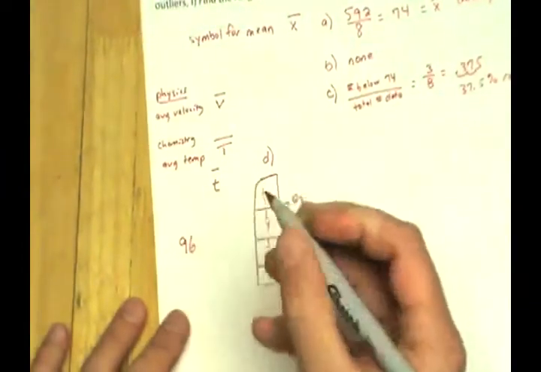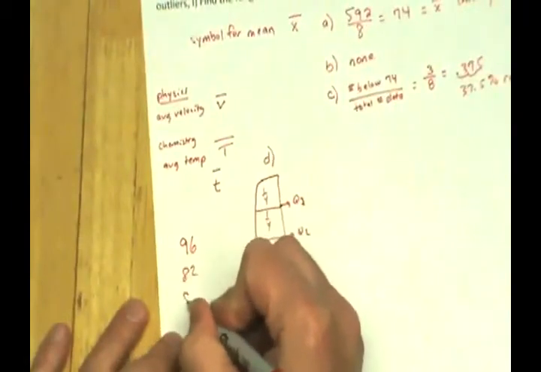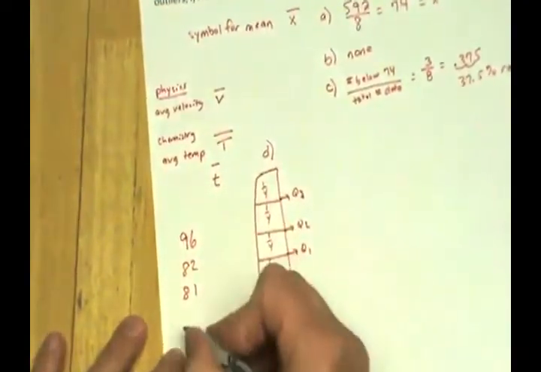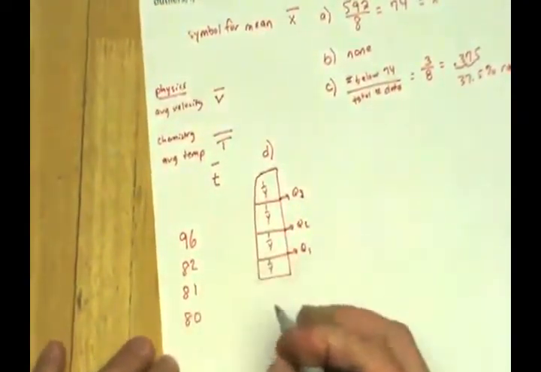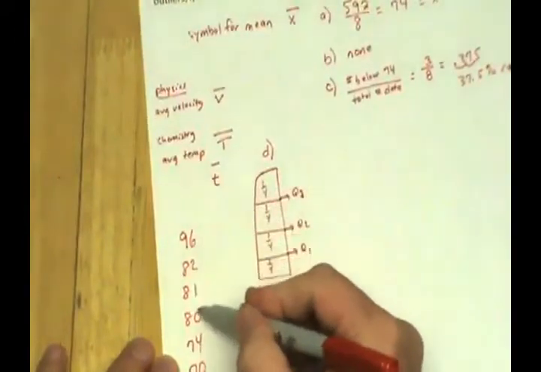So we're going to say 96 is the highest, and then we're going to go down the list. We're looking at 82 is next, and then 81 is the one after that. And then we have an 80. We're then looking at 74. We're looking at 70. We're looking at 57 and 52. 1, 2, 3, 4, 5, 6, 7.